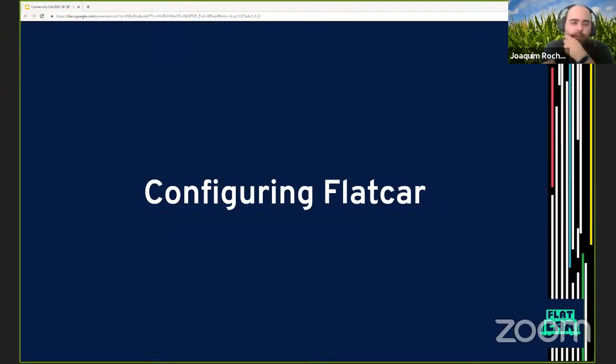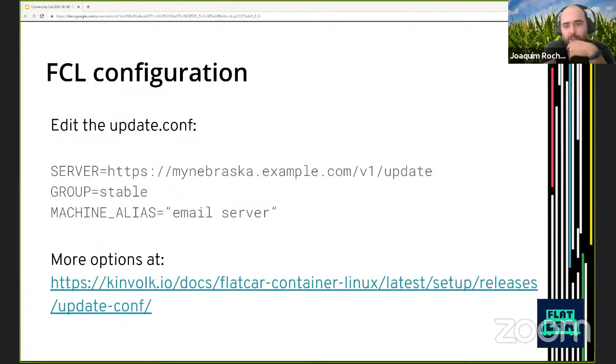Right. So how exactly do you set up Flatcar to talk to Nebraska? If you don't do anything, it will update to the public version of the update server, of course. But you can also deploy your own Nebraska and set up your machines to point to it, so you can decide the policy. It's pretty simple, the basic case.